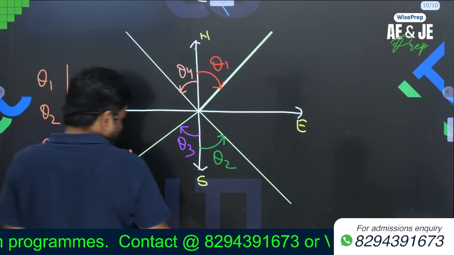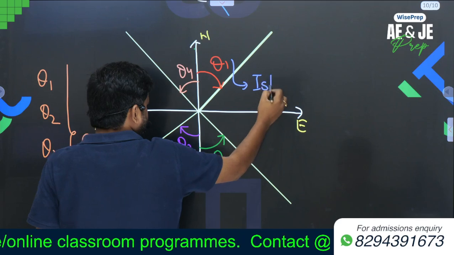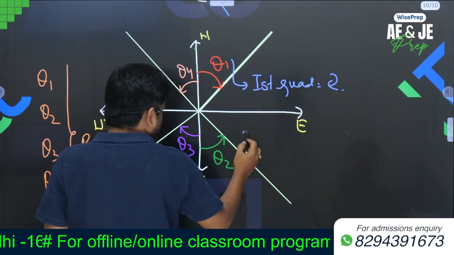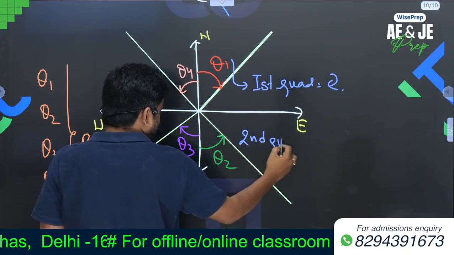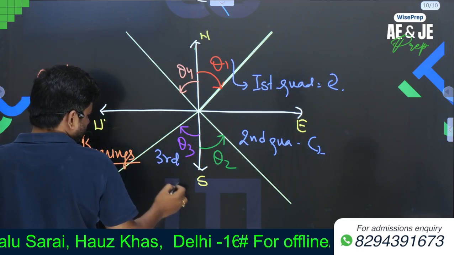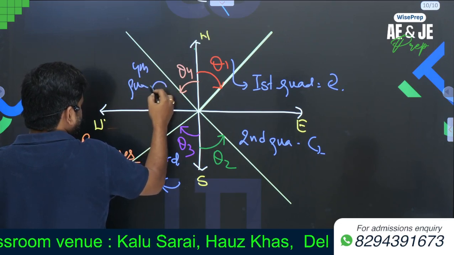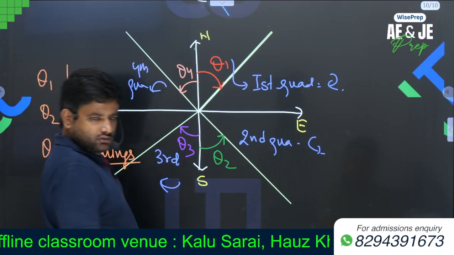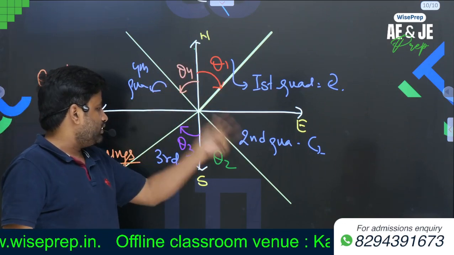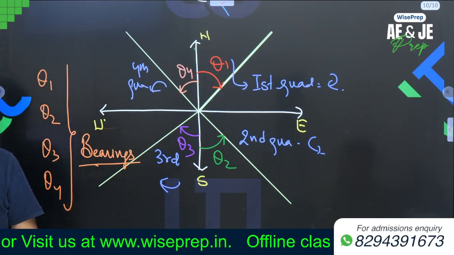So what I'm observing here is that in the first quadrant it's clockwise. Second quadrant it's anti-clockwise. Third quadrant clockwise. Fourth quadrant it's what? Anti-clockwise. It means that in the first or third it's clockwise, and in the second or fourth it's anti-clockwise. All right, so write down.